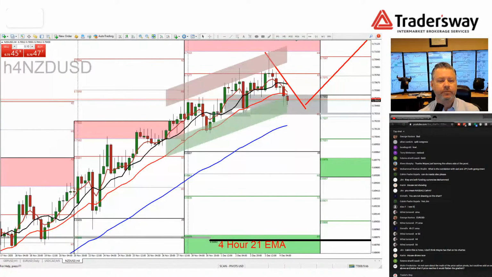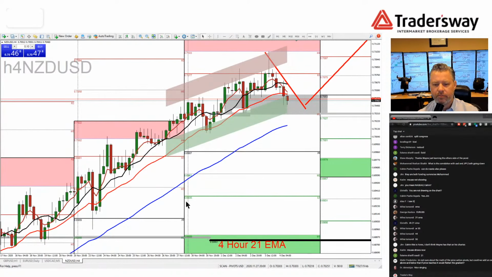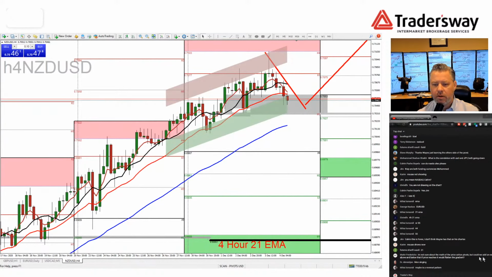Okay. So that's what I'm thinking. What are you guys thinking? But here it says, I'm not sure about the math. Well, it's based on linear regression. But we could add an extra line above and below that if price reaches it would flatten the gradient.